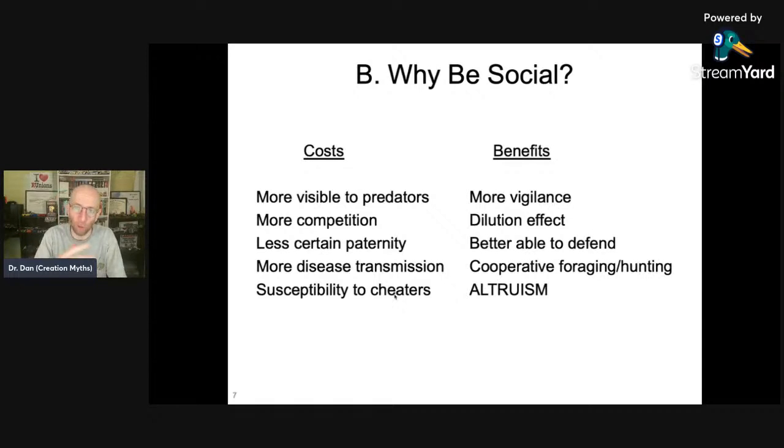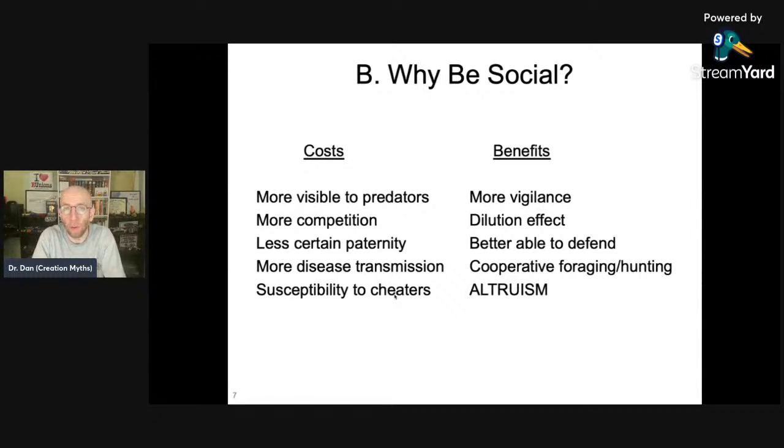Another kind of funny illustration of the dilution effect is when you've got all the penguins on the edge of the ice, and there's an orca that's ready to eat the penguins. If one penguin goes, that penguin is totally getting eaten. But if all penguins go at once, there's a good chance you won't get eaten. Maybe one or two of them are going to have bad luck, but the rest are going to be fine. That's the dilution effect. You're also better able to defend yourself. An individual can fight other organisms, but a group is going to be better at that.